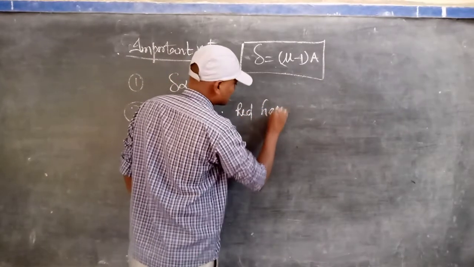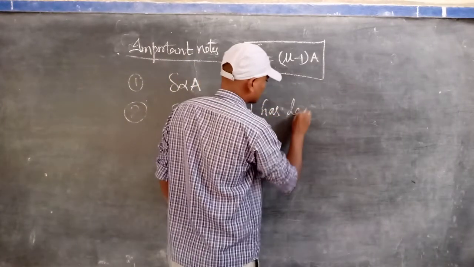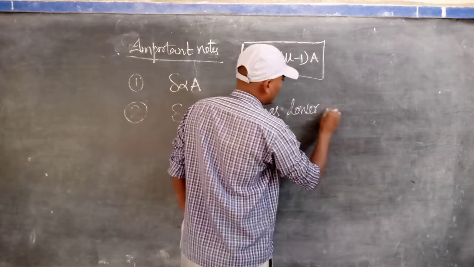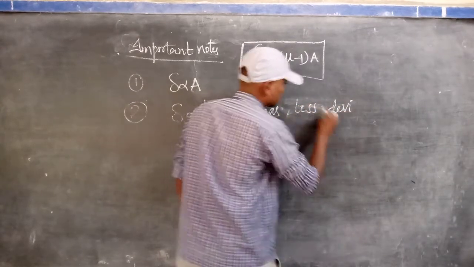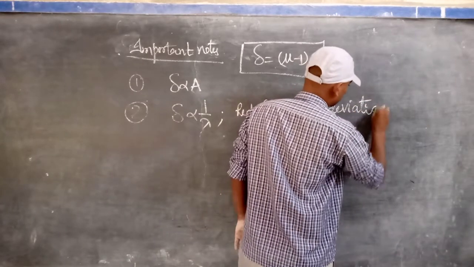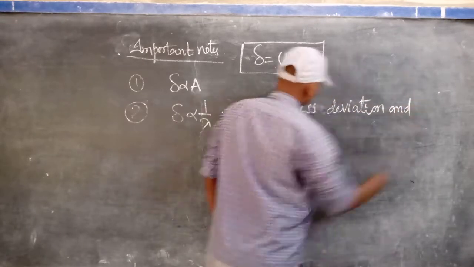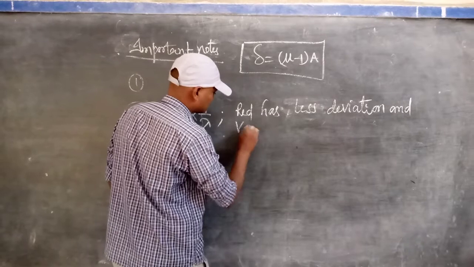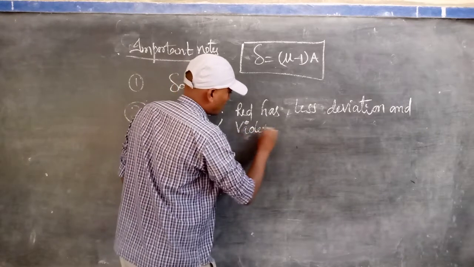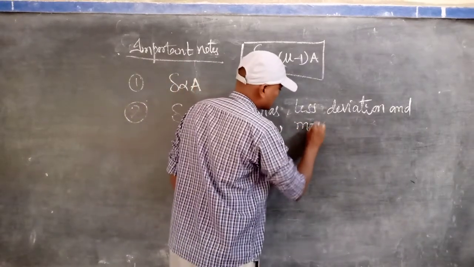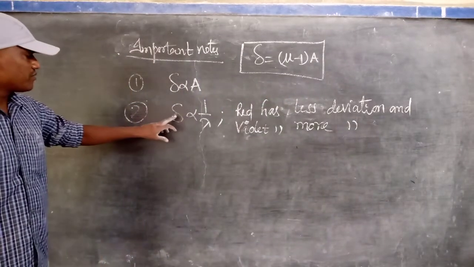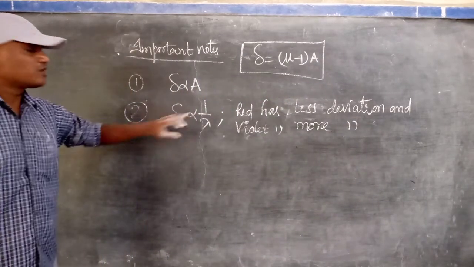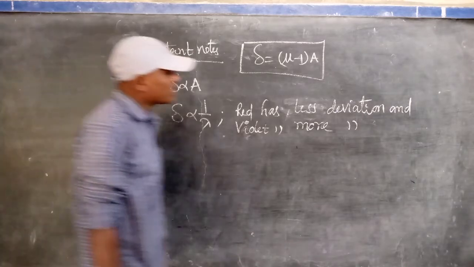So red has lower deviation, or less deviation, and violet has more deviation. Listen very carefully. The deviation angle is inversely proportional to lambda. How can we say that?